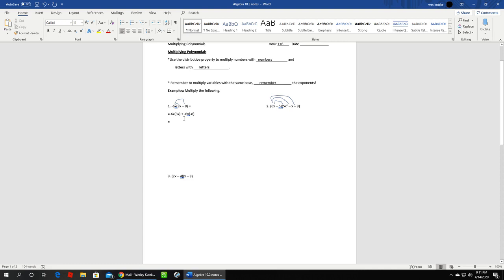Continuing onward, now numbers with numbers, letters with letters, right? So we do negative 6 times the 3. Those are the two numbers we see there. So that's negative 18. A negative times a positive still gets you a negative. And then you also had an x and an x. So don't forget to do x squared.